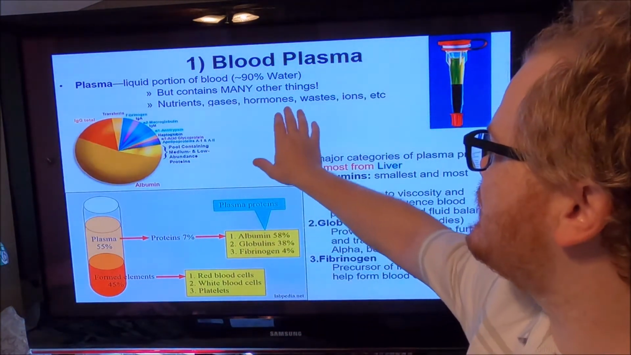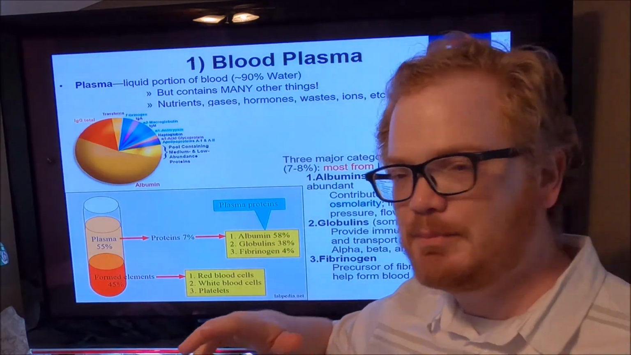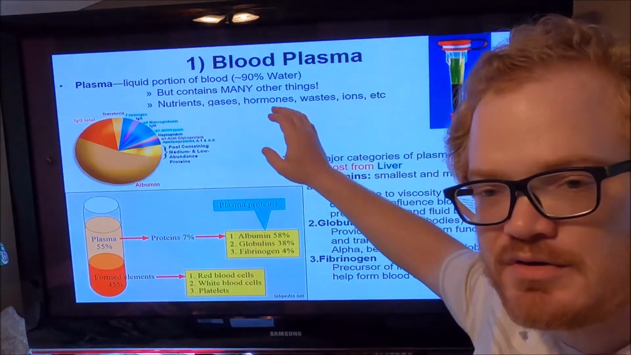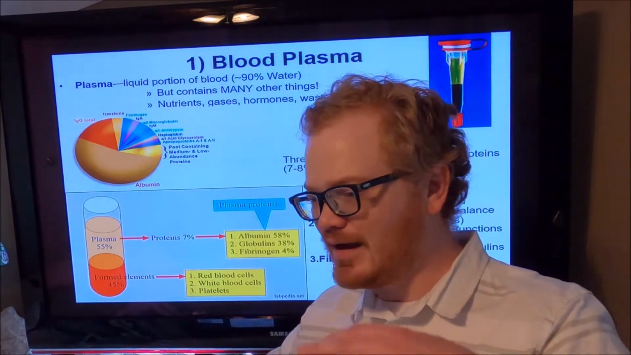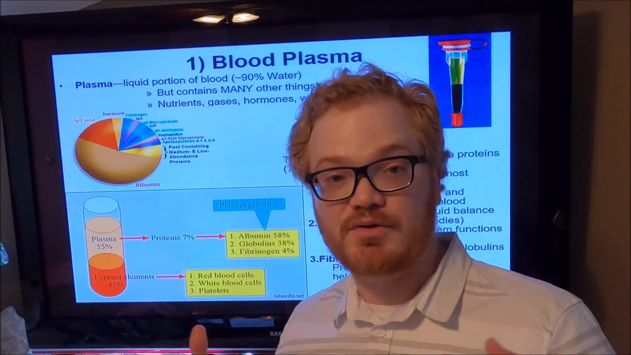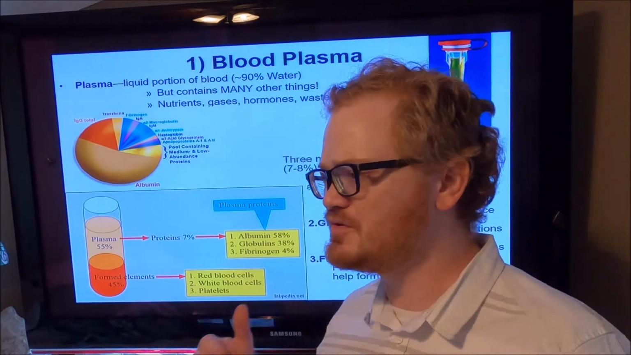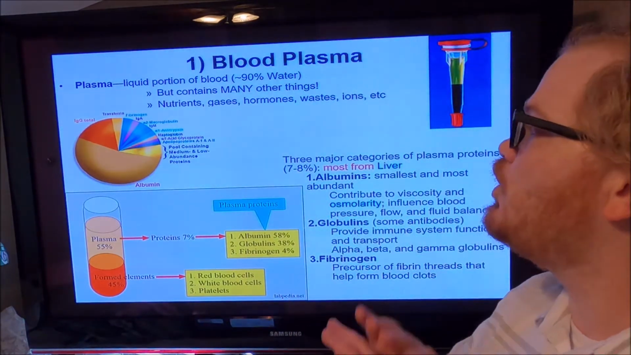Hormones are going to be found in the plasma. That would also include antibodies. Wastes, like nitrogenous waste products, are going to flow through plasma. Certain ions, the ionic balance of your blood is very important. For instance, calcium has to be at certain percentages. This is going to be found in the plasma. A whole variety of things.